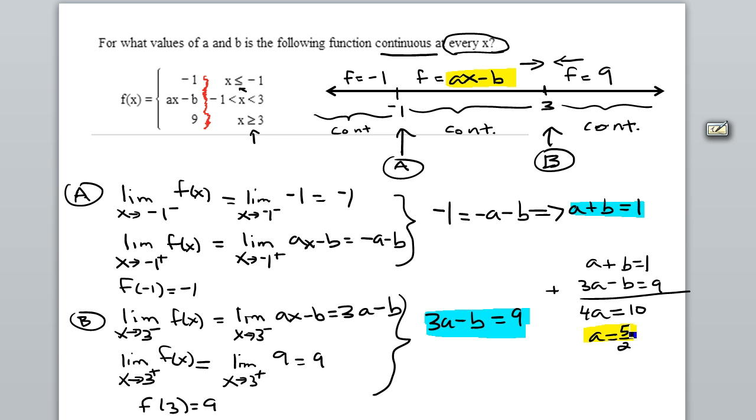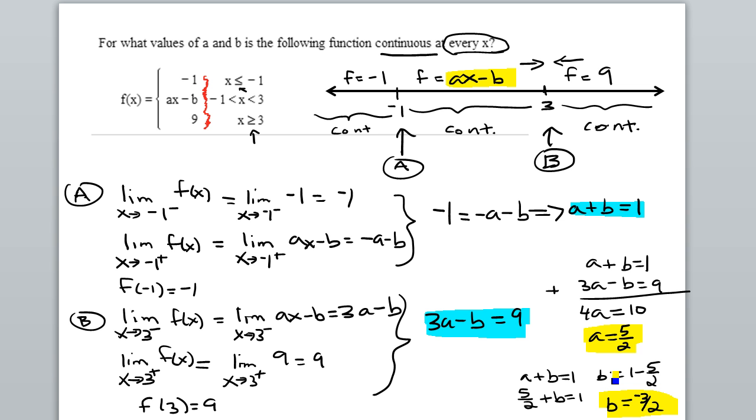So we know what a is. Now let's go get b using the fact that they have to add to 1. If a plus b is supposed to be equal to 1, we subtract the 5/2 and we end up with negative 3/2. Okay, so we have the value of a. We have the value of b. These are the values that would make this function continuous everywhere.